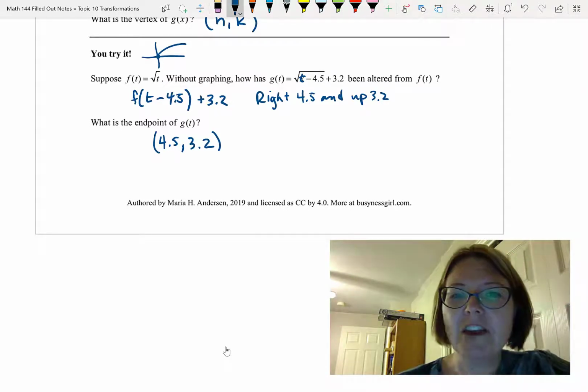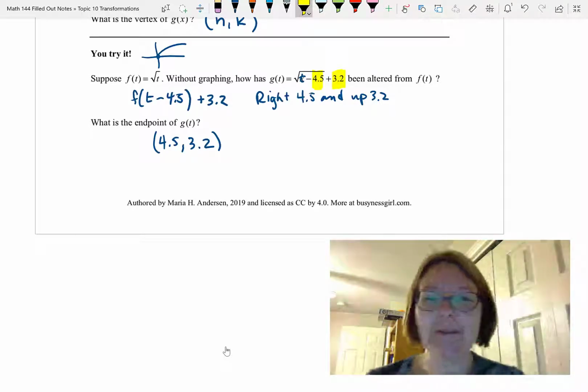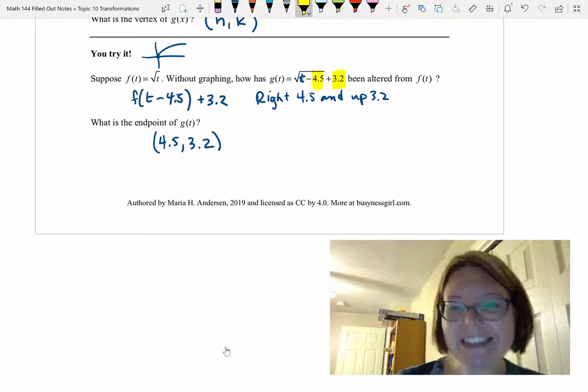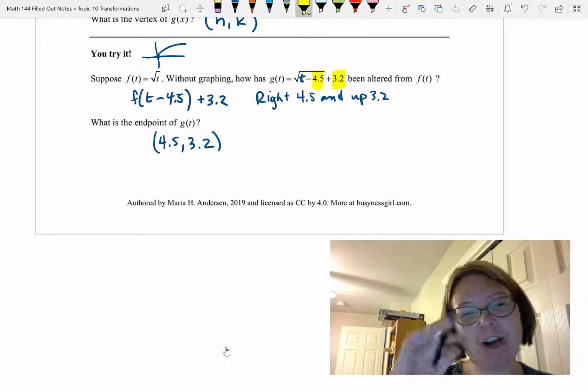So if you always thought that there was kind of an odd coincidence between the numbers that made up square root functions and their endpoints, there is some coincidence between that. Essentially, we're just shifting the square root function up, down, left, and right.